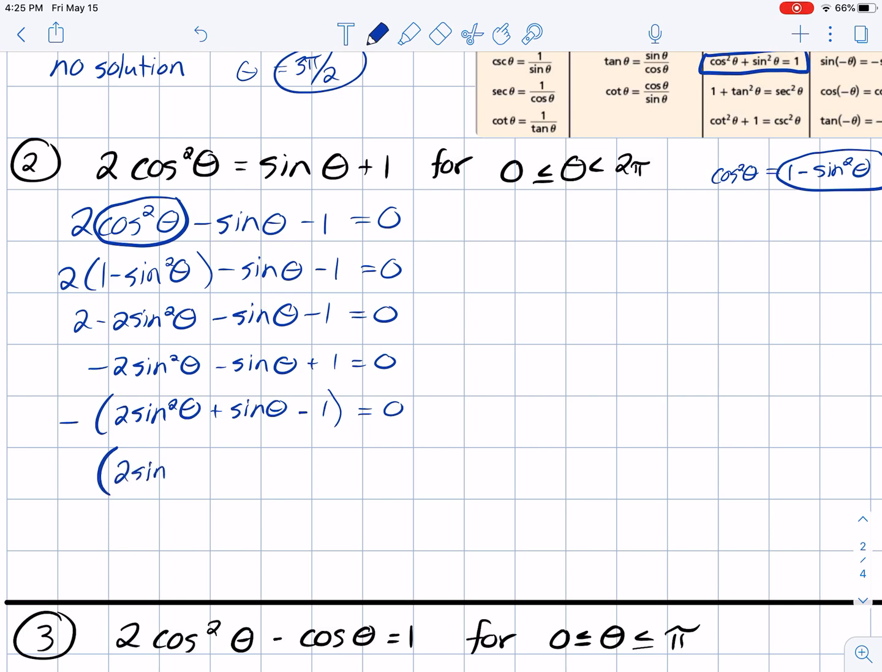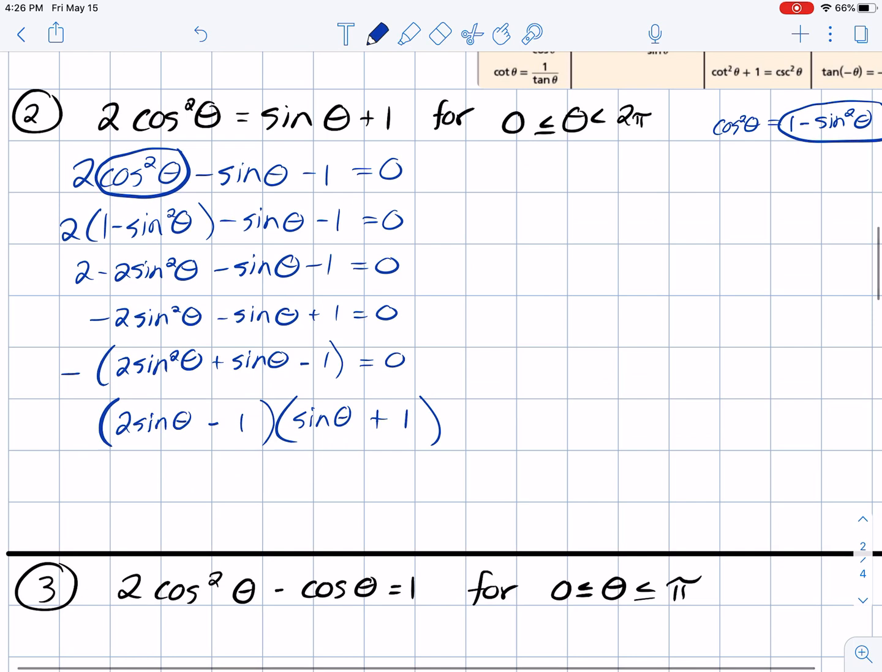2 sine theta needs to be with one of our first binomials, sine theta with the other. And then this last term's negative, so you need a negative 1 and a positive 1, and then just use guess and check to see if this works. By foiling, we get 2 sine squared theta plus 2 sine theta minus sine theta, which is going to give us positive sine theta, and then that minus 1 at the end. So it does check out. We're good. Now our last step is to set them both equal to 0.